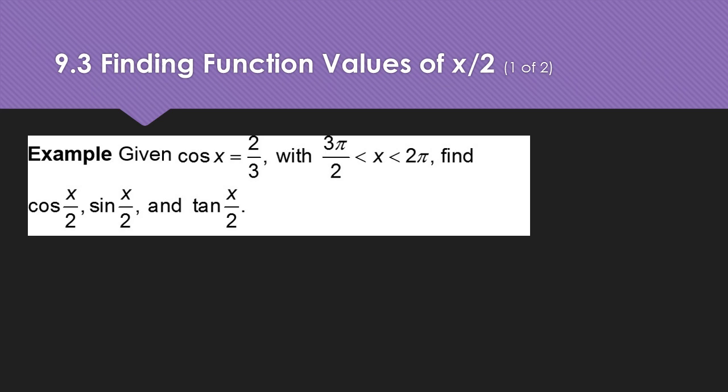All right, given that the cosine of x is 2/3, and this is going to be in the fourth quadrant, find the cosine of x over 2, sine of x over 2, and tangent of x over 2. Okay, again, you're going to use those half-angle identities. Pause the recording, give it a try, resume to check your answer.